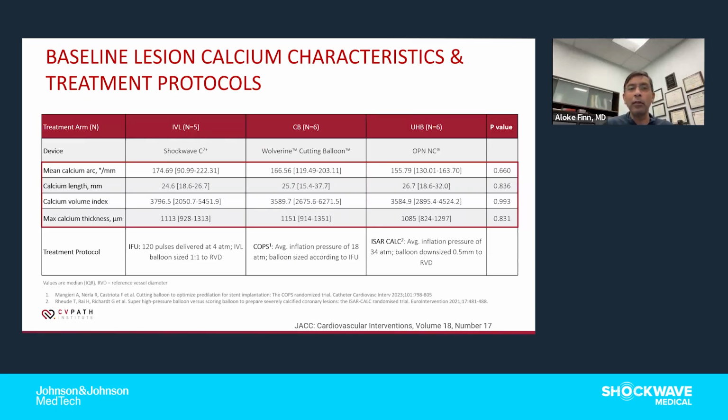IVL, 5 lesions; cutting balloon, 6 lesions; ultra-high pressure balloon, 6 lesions. You can see here the calcium arc, the length, the volume index, and the calcium thickness did not differ by groups. So this is a way to equalize the playing field. The treatment protocol was per IFU. Shockwave, 120 pulses delivered at 4 ATM, with the balloon sized 1:1. The cutting balloon was from the COPS trial, average inflation pressure of 18 ATM, balloon size according to the IFU. The ultra-high pressure balloon, again ISAR-CALC, average inflation pressure of 34 ATM, balloon downsized 0.5 millimeter to the reference vessel diameter.